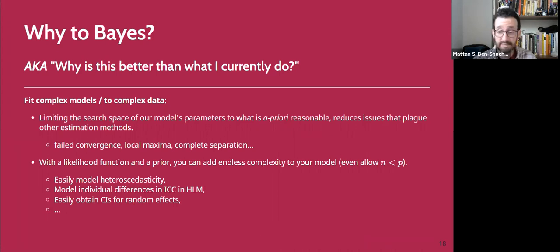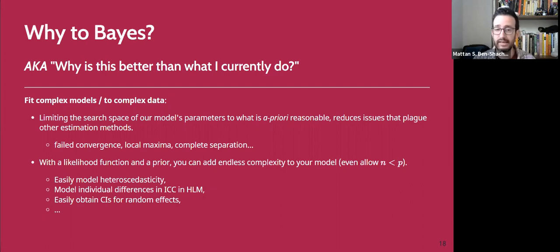Additionally, as I said before, with a likelihood function and a prior, we can add endless complexity to our model, even to an extreme case where we have more parameters than observations. I'm not saying that that's something that you should do. You probably should not do that, but it's something that's technically possible.